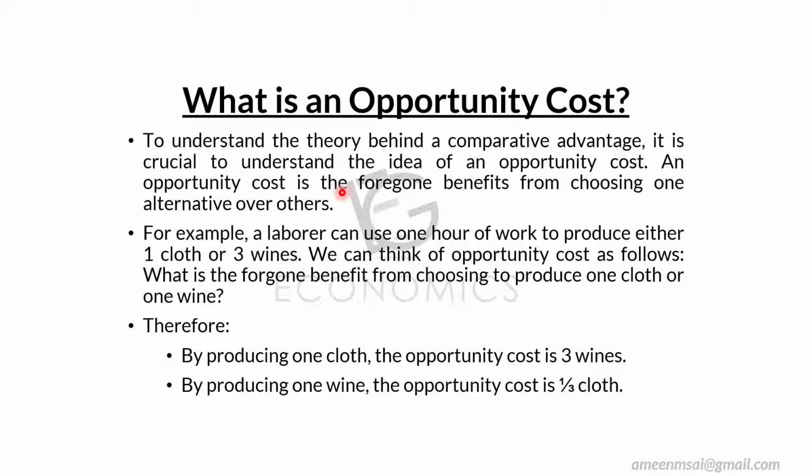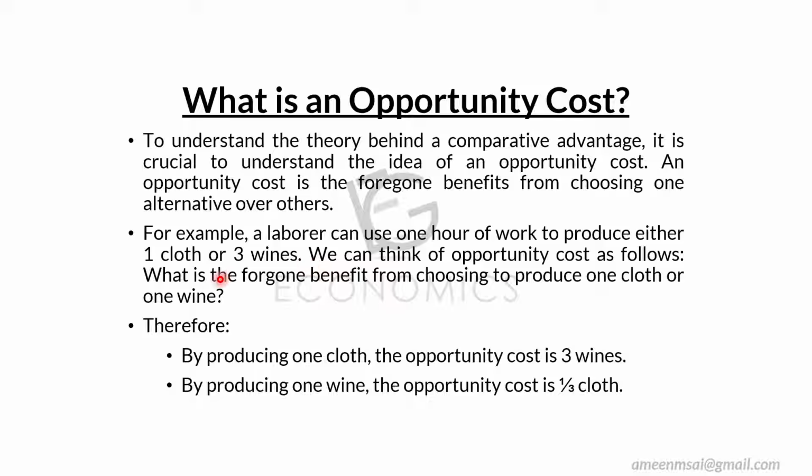When you're choosing train, the opportunity cost is the benefit of reaching a particular destination in lesser time, that is by aeroplane. So that is what we call opportunity cost. We can give an example from the side of a theory. For example, a laborer can use 1 hour of work to produce either one cloth or three wines. Using that 1 hour, either he can produce one cloth or he can produce three wines. We can think of opportunity cost as follows.